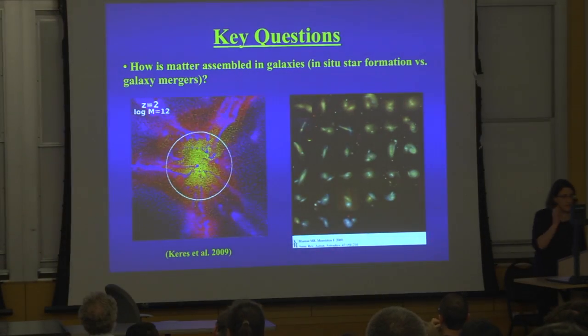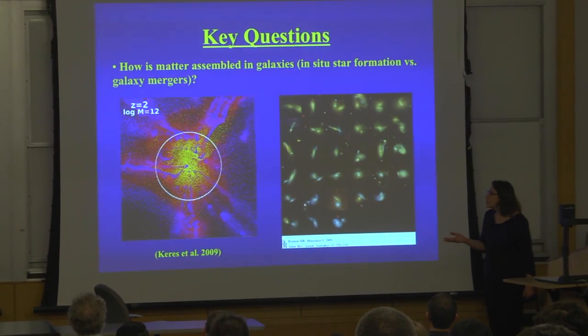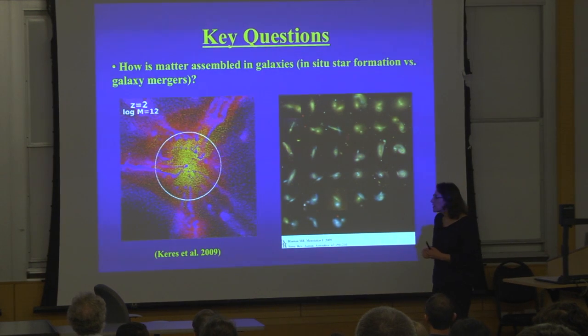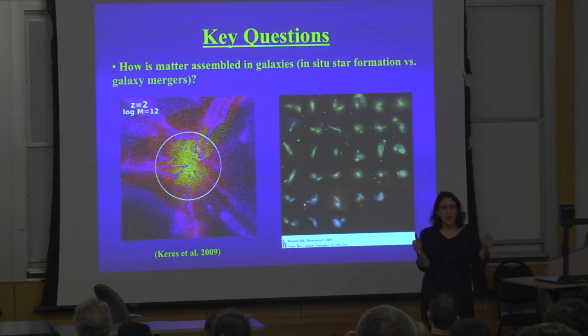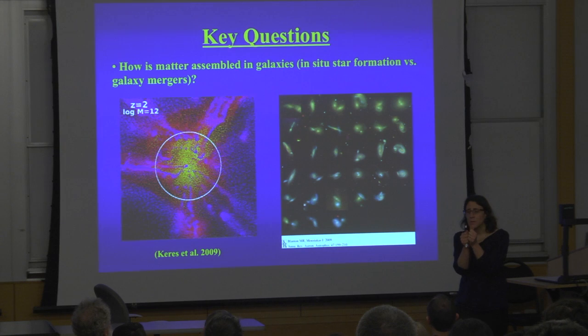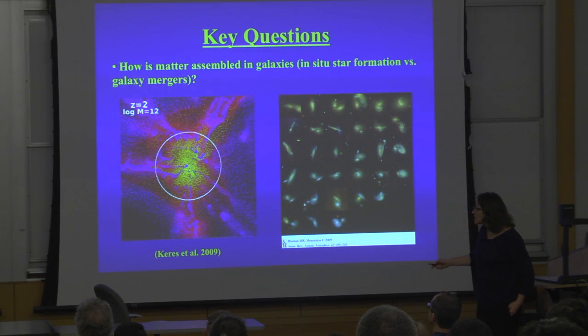Something else that's related is we want to understand how matter is assembled in galaxies. Okay, so that snapshot from this computer model that I showed you a minute ago was showing matter accreting onto galaxies in what we would call smooth accretion. Okay? Another way that a galaxy can grow is by colliding with another galaxy in what we call a major merger. And that's what's shown in these images here, images of colliding galaxies.